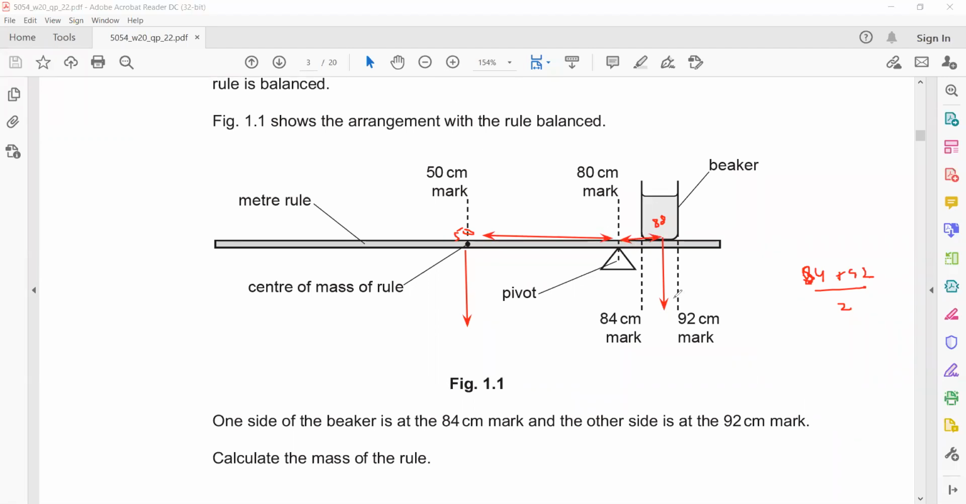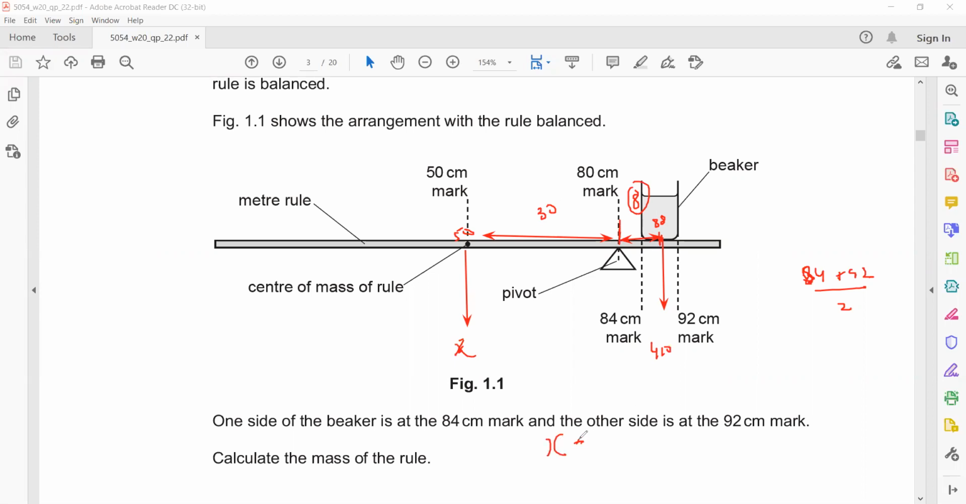The mass we already calculated, the mass of the content that was in the previous part, 410, is multiplied by the distance from the pivot. If it is the 88 centimeter mark and the pivot is at 80, this distance will be 8, and the other distance is 30, and the unknown mass is x. The clockwise and anti-clockwise moments are balanced.